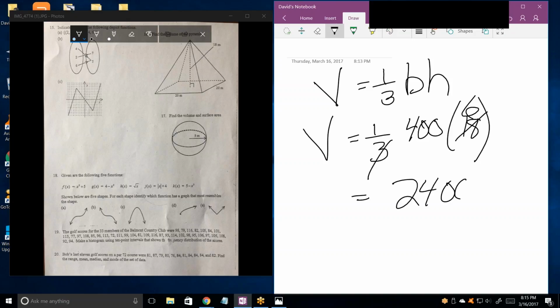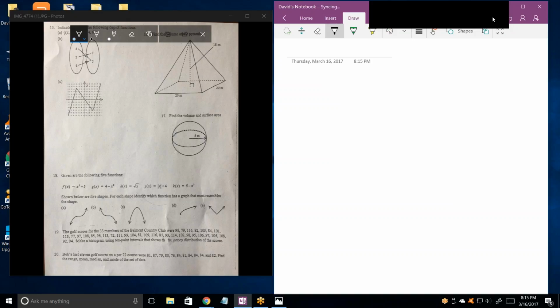2400 is the volume. What are the units? Meters cubed. Correct. Cubic meters. Volume is always cubic. Area is always square. And lines are always meters only.